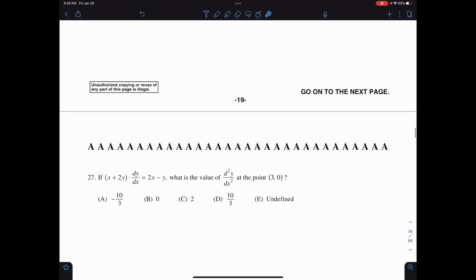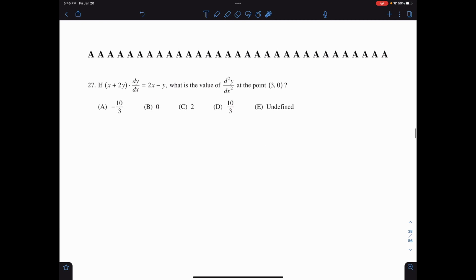Okay. So now the next question, 27. If x plus 2y times dy/dx is equal to 2x minus y, what is the value of d squared y over dx squared at the point (3, 0)? Okay, so I'm given a first derivative and I need to find the second derivative.